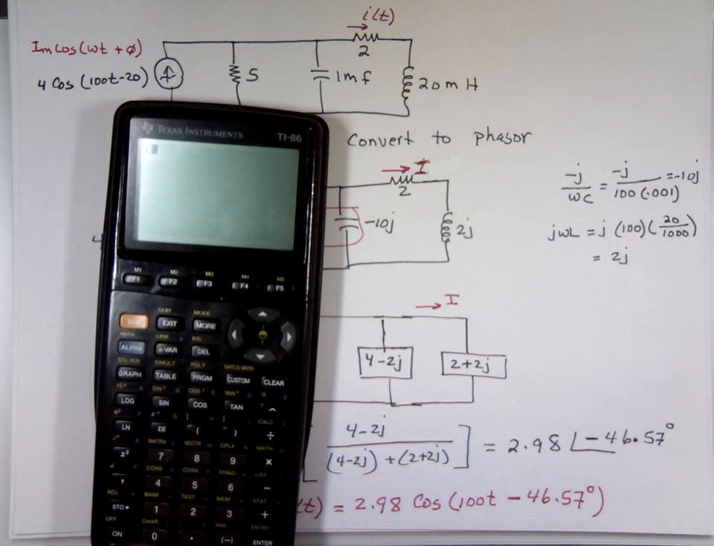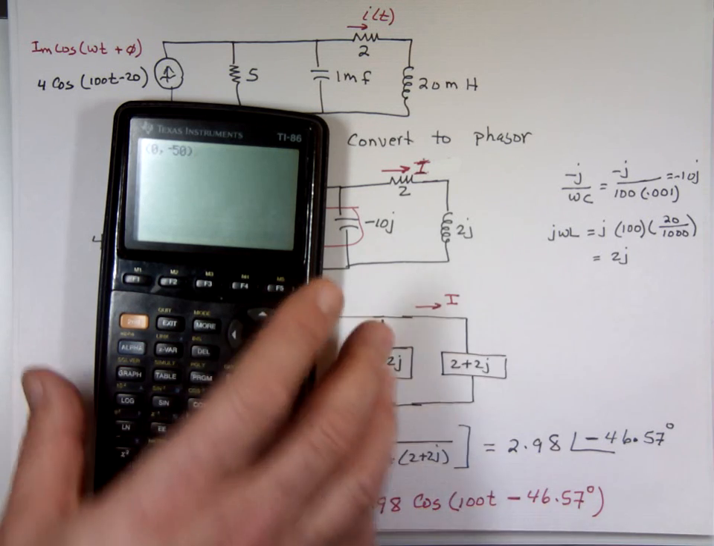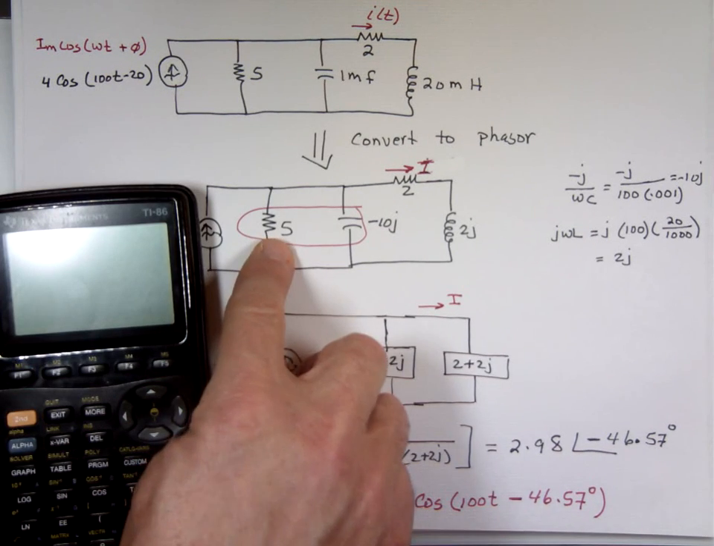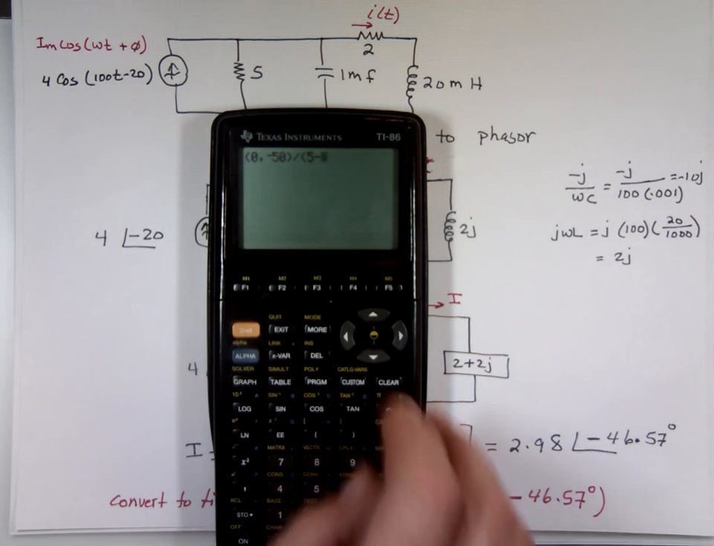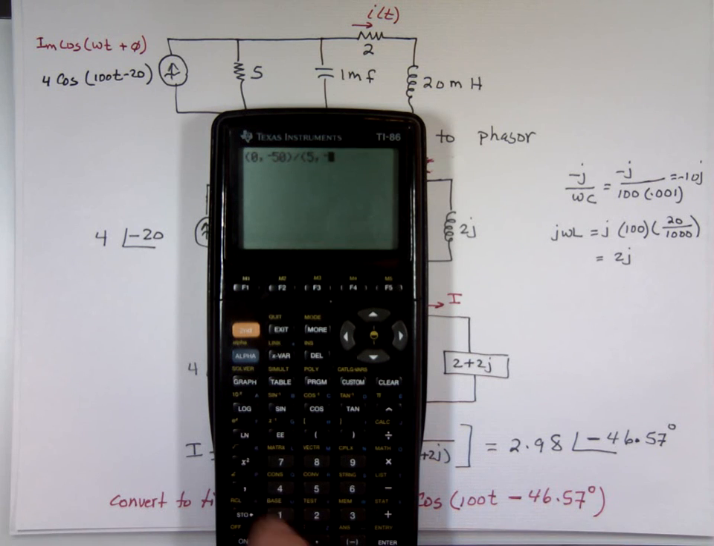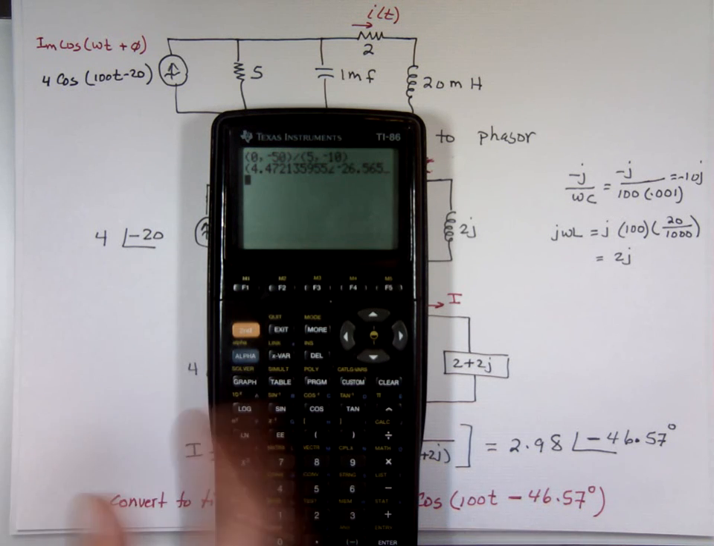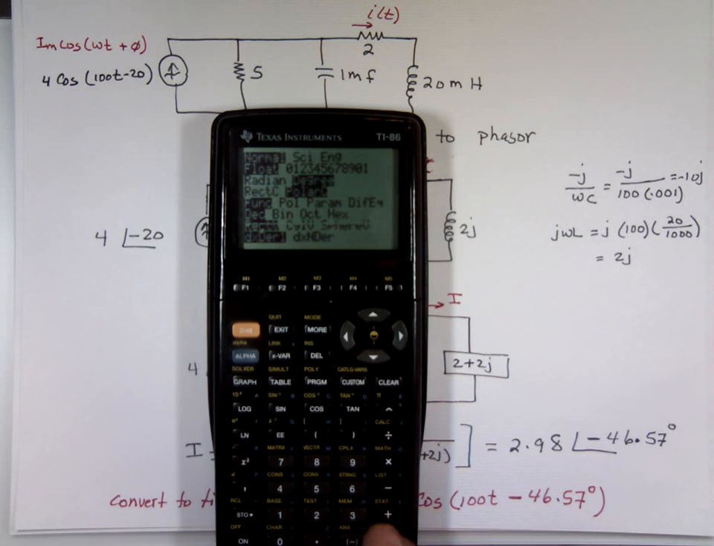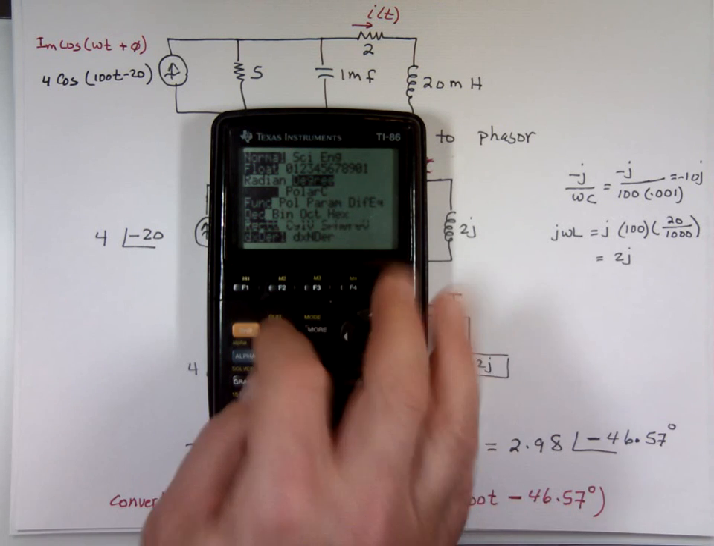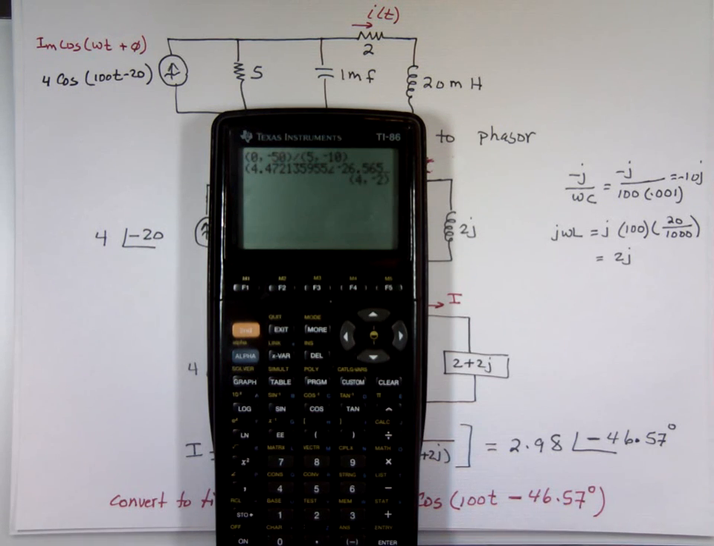0 comma negative 50, that's the top, because this has to be entered as real, imaginary, over the sum of them, which is 5 minus 10j: 5 comma negative 10. I'm actually in polar mode. If I change it to rectangular and ask what that number is, that's where the 4 minus 2j came from.